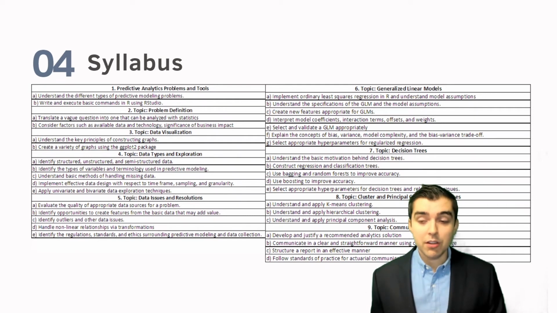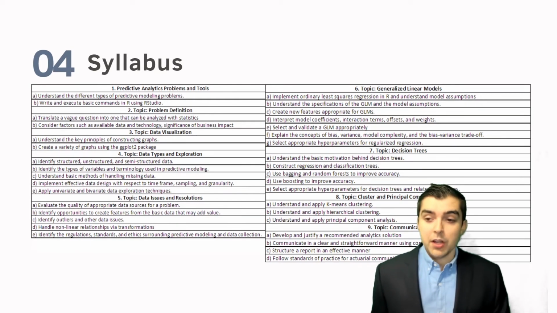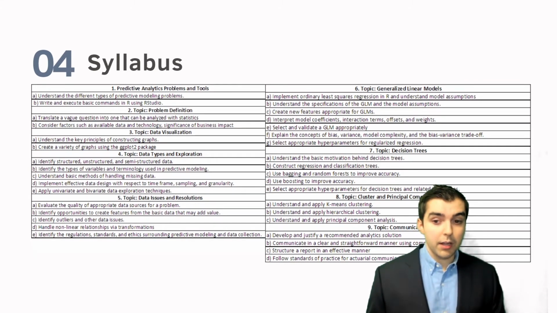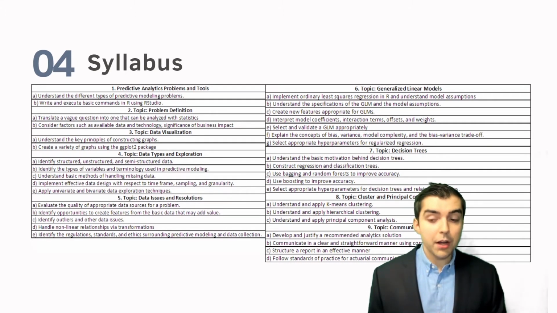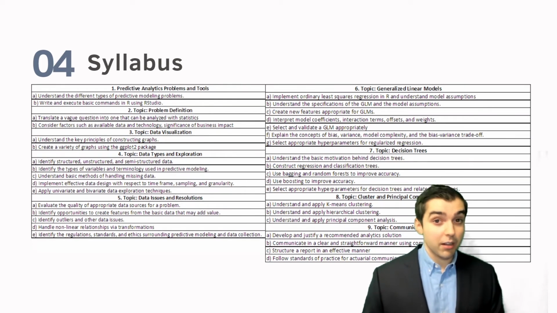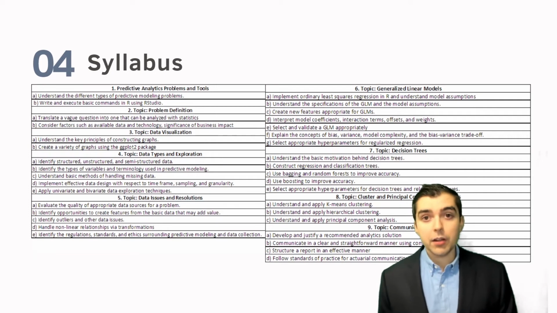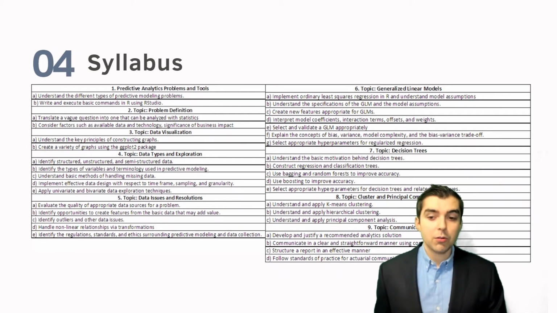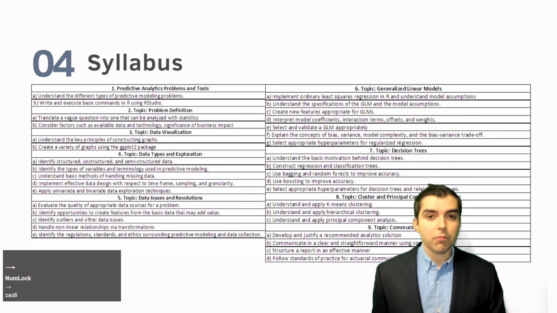and resolutions, generalized linear models, decision trees, which include gradient boosted trees, random forests, single decision trees using the CART algorithm, and so forth, and unsupervised learning. This is principal component analysis, clustering. And then finally, most importantly, is communication. This is when you need to develop and justify an analytical solution.